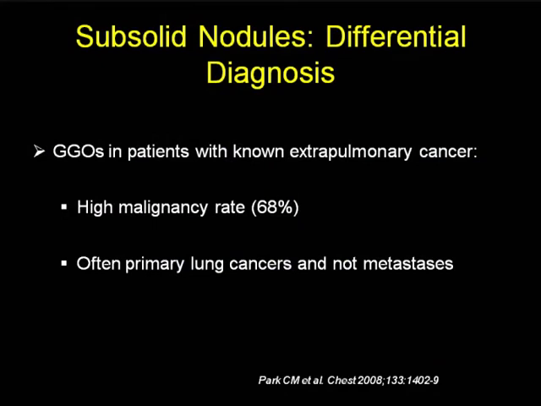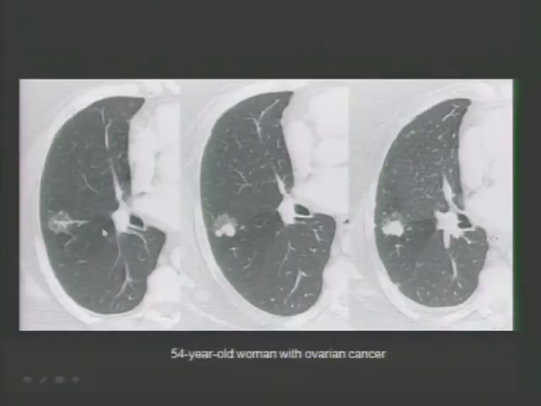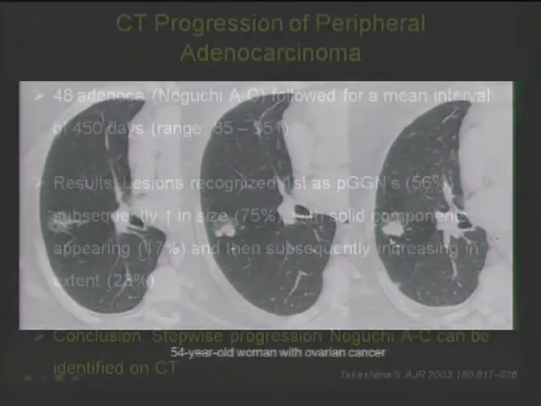In patients that have known extrapulmonary cancer, the persistent ground glass nodules have a high likelihood of being malignant, but they are usually primary lung cancers and not metastatic disease. This lady with ovarian cancer had a right upper lobe ground glass nodule that was biopsied, and biopsy showed organizing pneumonia. On a 6-month follow-up, we can see development of a solid component within this lesion, raising concern for malignancy. On another 6-month follow-up, we can see increase of the solid component. The lesion was rebiopsied and showed pulmonary adenocarcinoma.